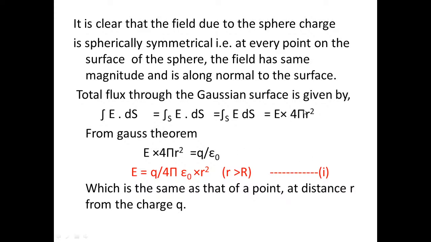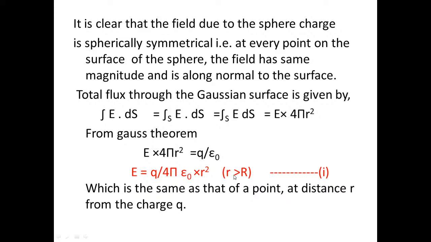So from Gauss theorem, this E into 4 pi r square is equal to Q upon epsilon naught, or electric field E will be equal to Q upon 4 pi epsilon naught into r square. Just from here, E will be equal to Q upon 4 pi epsilon naught into r square. This is the case when the point P lies outside the sphere of charge, which is the same as that of a point at a distance r from the charge q.